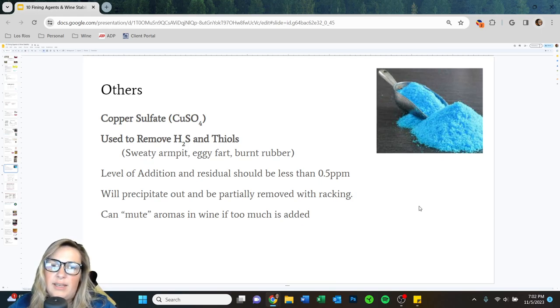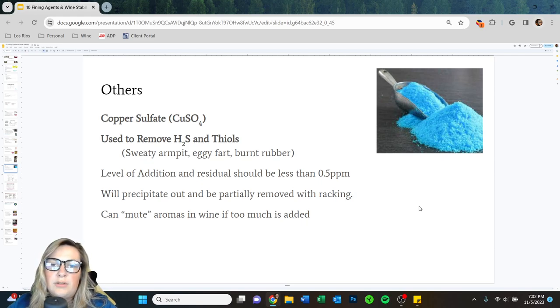And that's what gives that horrible eggy, sweaty armpit, burnt rubber smell. So it could be lots of things. Luckily, it's very treatable. Copper sulfate reacts immediately. You have to be careful if you add too much, because you can actually mute the aroma in the wine altogether. This is why bench trials are very important.